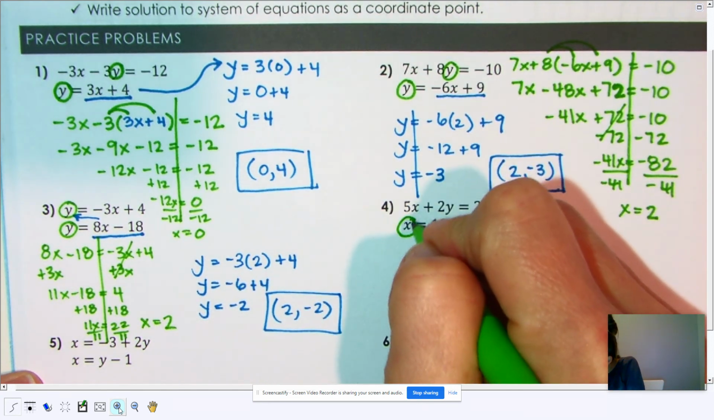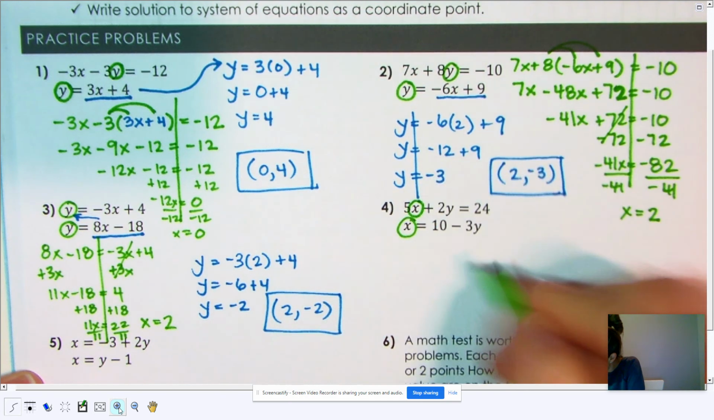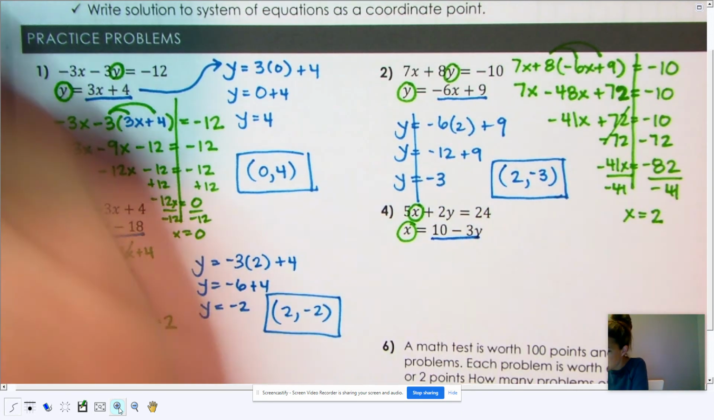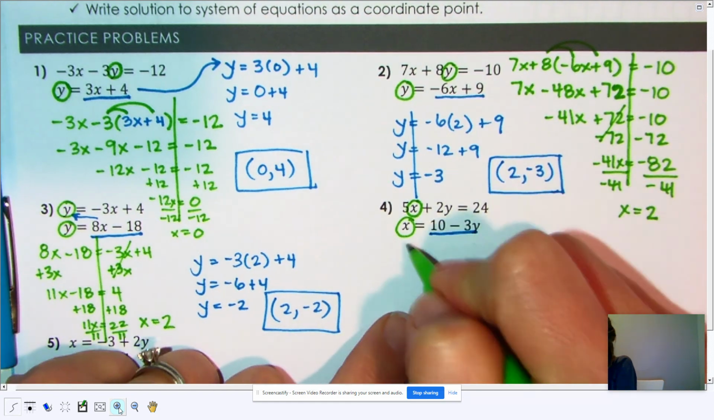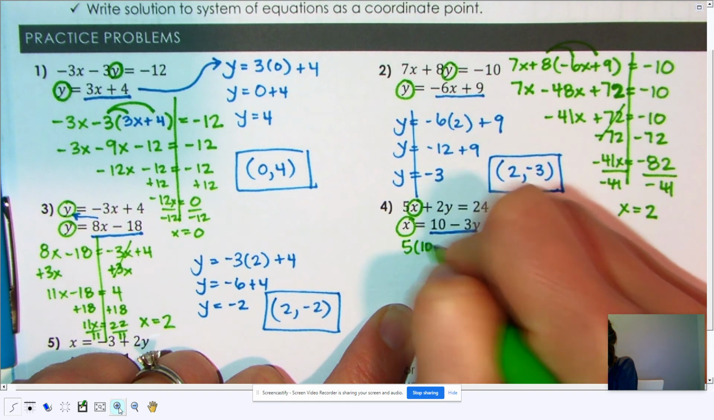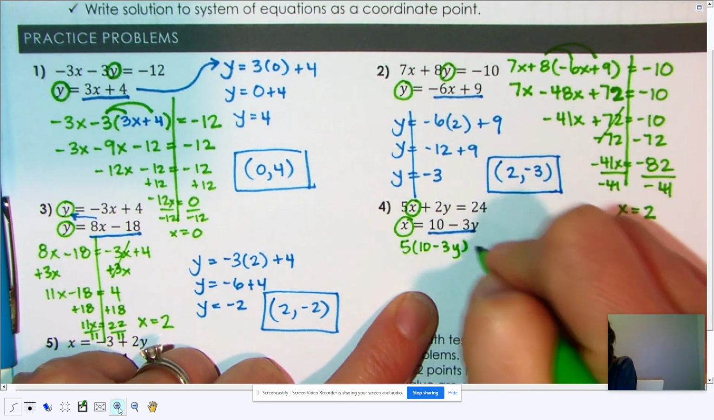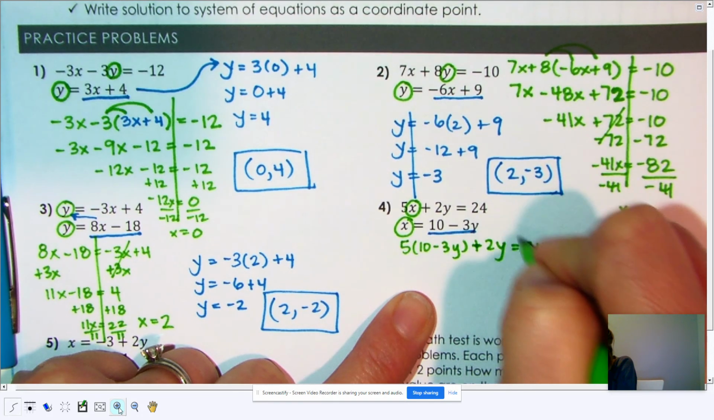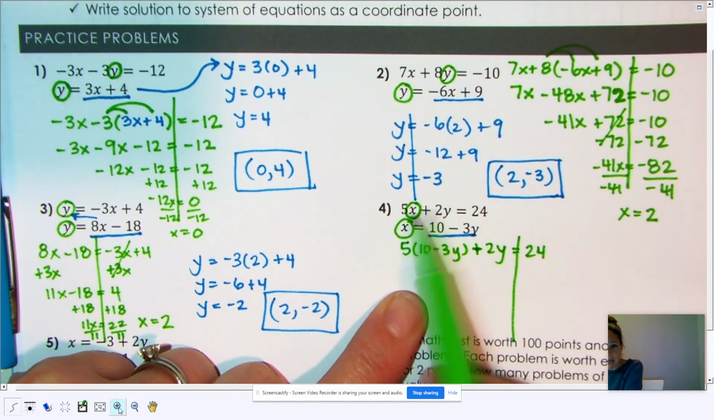Okay, so because I circled x this time, that's what's going to go in. And I'm going to plug in this value right here for x. So I'm going to write 5 times 10 minus 3y plus 2y equals 24. Okay, so this equation, but I plugged in for x.